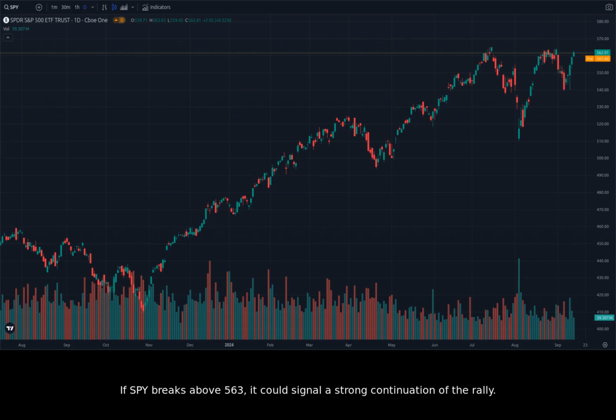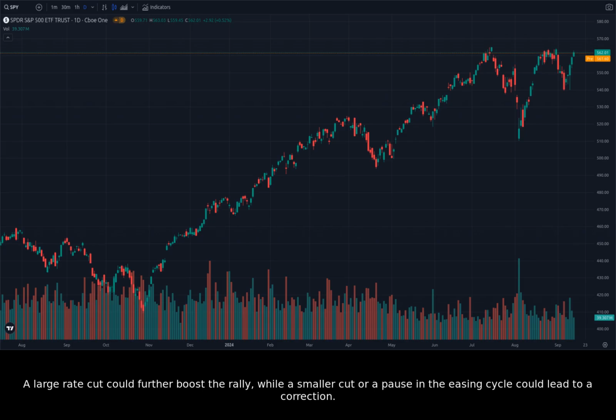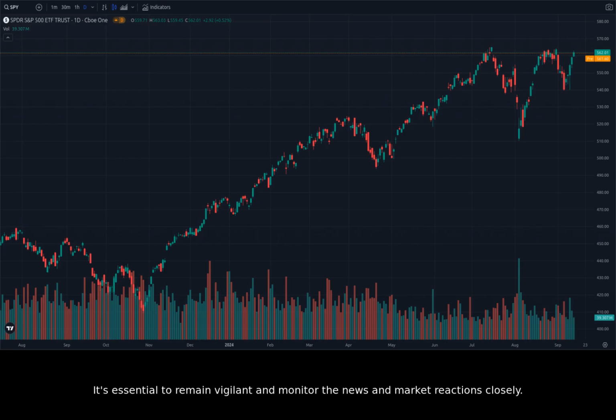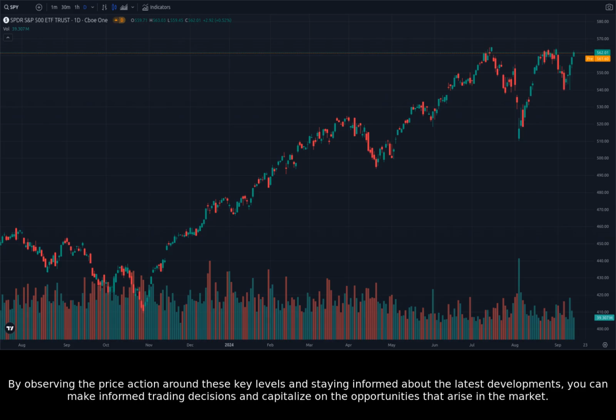If SPY breaks above 563, it could signal a strong continuation of the rally. However, if it falls below 558, it could indicate a reversal in the trend. The Fed's decision on interest rates will be a major factor in determining SPY's future direction. A large rate cut could further boost the rally, while a smaller cut or a pause in the easing cycle could lead to a correction. It's essential to remain vigilant and monitor the news and market reactions closely. By observing the price action around these key levels and staying informed about the latest developments, you can make informed trading decisions and capitalize on the opportunities that arise in the market.